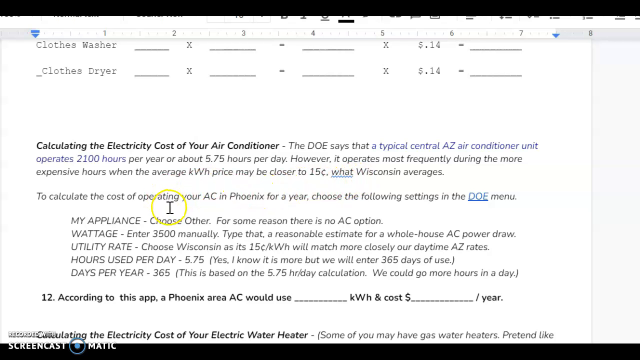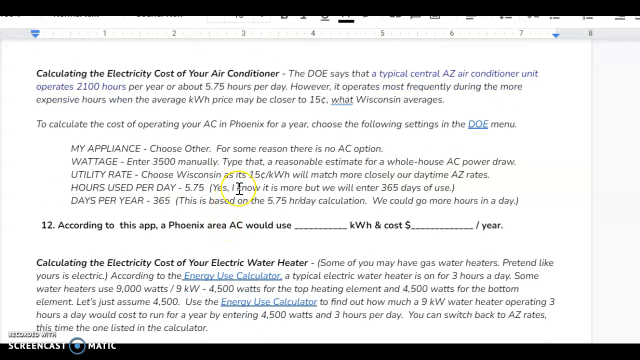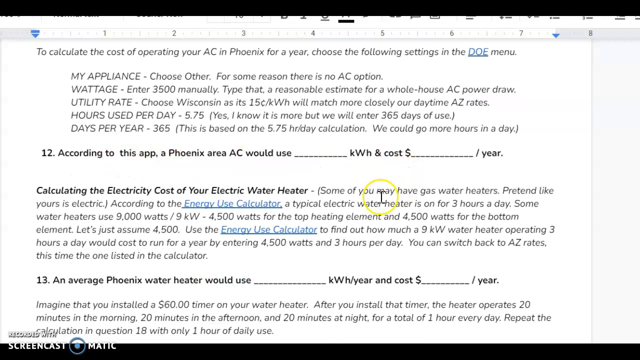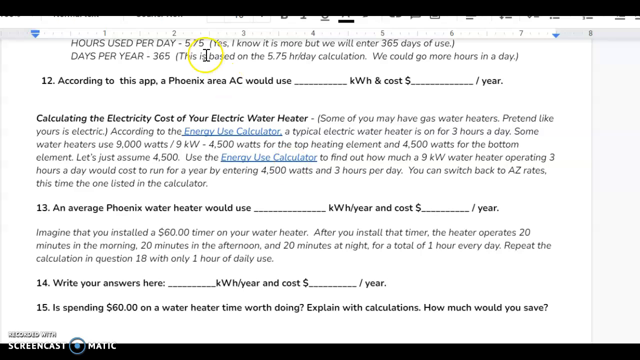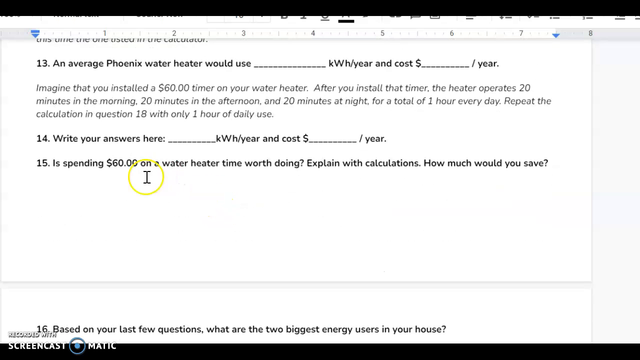So try now, after I've shown you this much, and see if you can go ahead and do the rest of this. You'll have a couple of calculations here, one for air conditioner, one for water heater, and then you'll have to figure out if $60 on a water heater timer is worth getting when you look at those prices that you end up with in your answers.